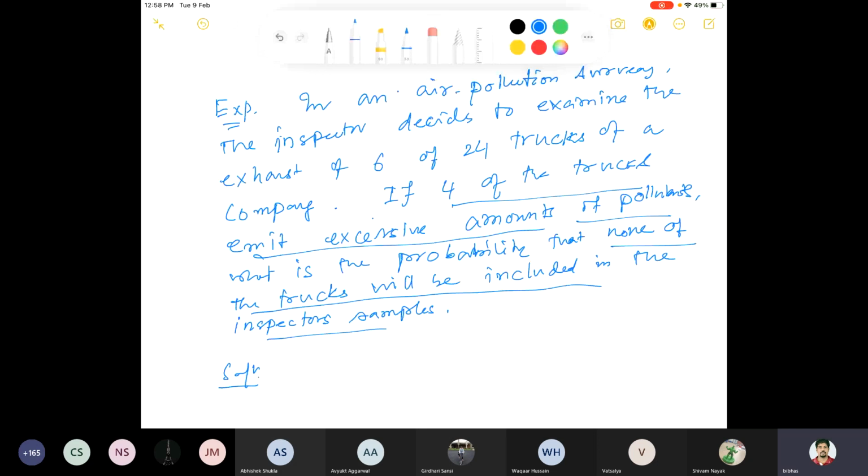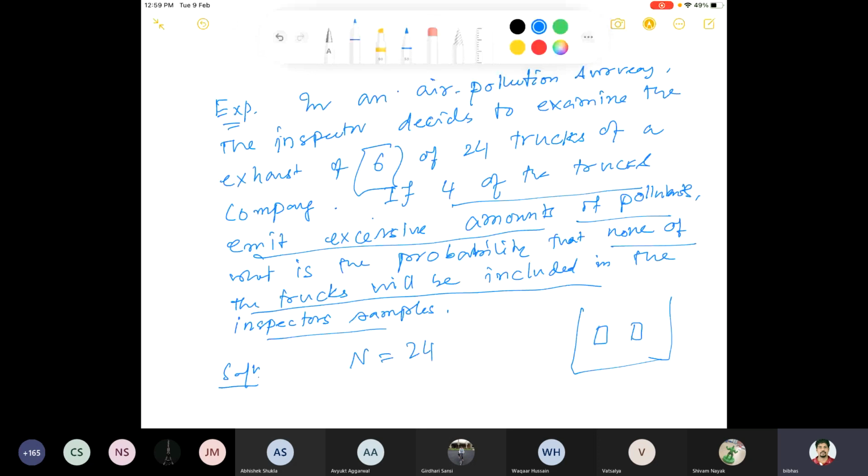So out of 24, what does this sentence mean? The trucks will be included in the inspector's sample. What does this mean? The inspector wants to examine only 6, right? So the number of trials here is 6. Here I had this ball example, so here I have these trucks. So the total number of trucks, let's say N, is equal to 24.